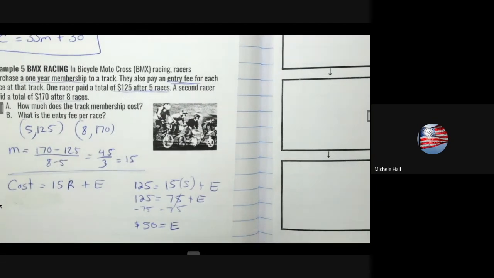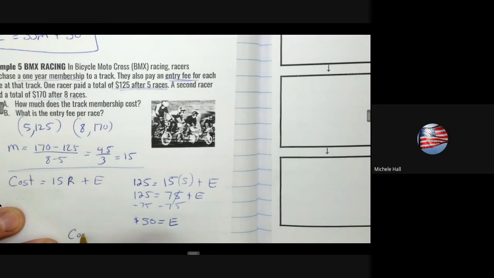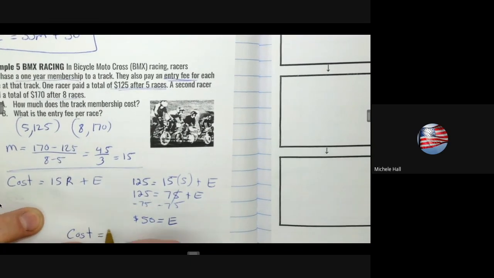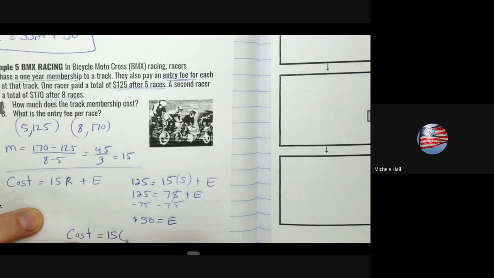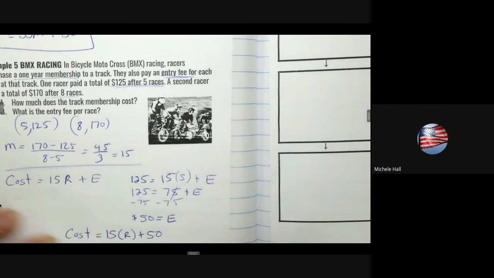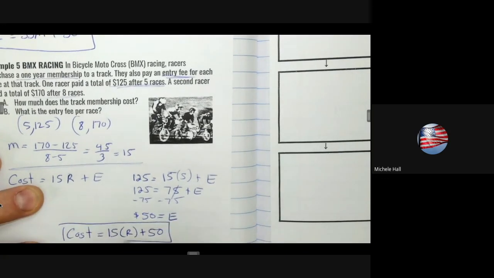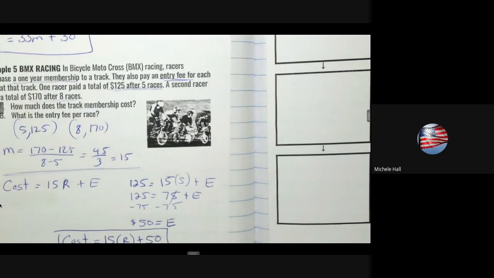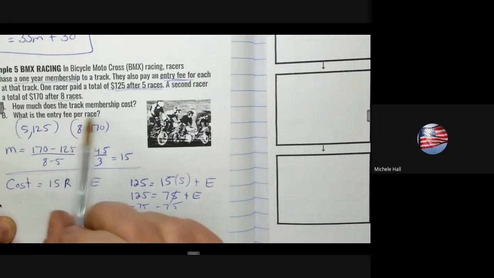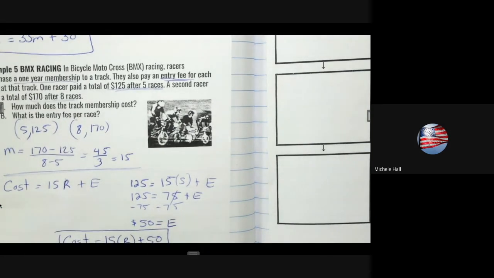Our equation then is the cost to be a BMX racer would be $15 per race plus the $50 entrance fee. How much does the track membership cost? The cost is here. And then B, what is the entry fee per race? All right, we have everything we need.